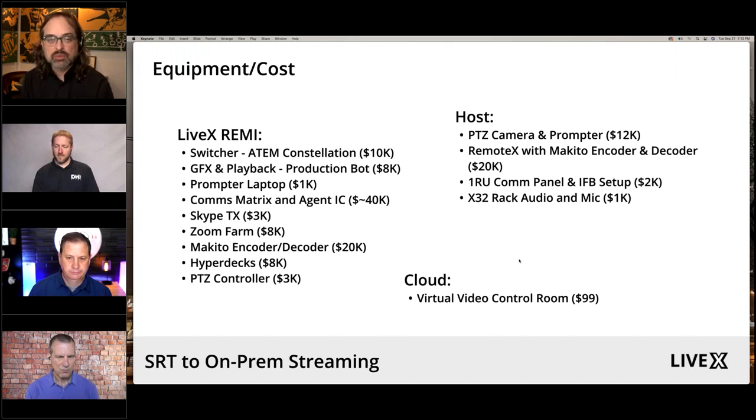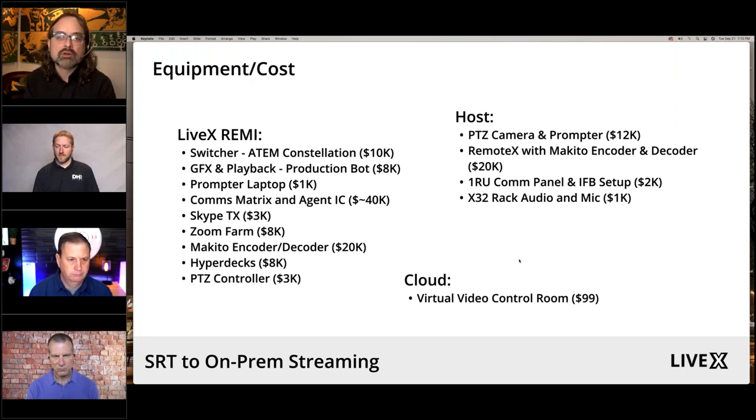So this is all at the LiveX REMI, so in our master control room: Skype TX box, which I believe we had the QuickLink in that case, our Zoom farm, our Makito encoder and decoder pairs, and HyperDeck to record. Since Tamron, we now record most of our stuff in the cloud, unless the client has a ProRes requirement. In this case, the client had a DNxHD requirement for editing post. So we had to use the HyperDeck to record all the ISOs and then send them via IP to their NAS. And then the PTZ controller. On the host side, we had a RemoteX system.